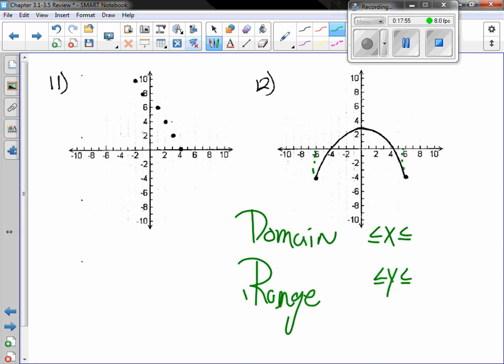The smallest would be? Let's say -6, because that's the smallest x value, and it goes over to the biggest one, which is? So the domain for this here would be -6 is less than or equal to x is less than or equal to 6, because those are the x values that this function covers. Yes?